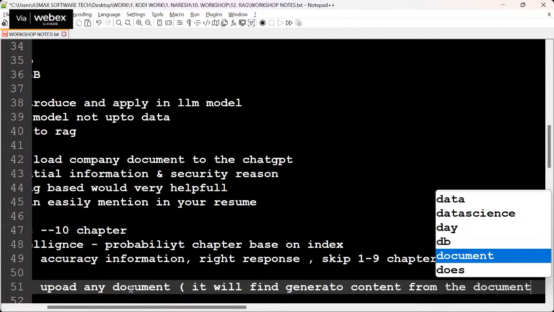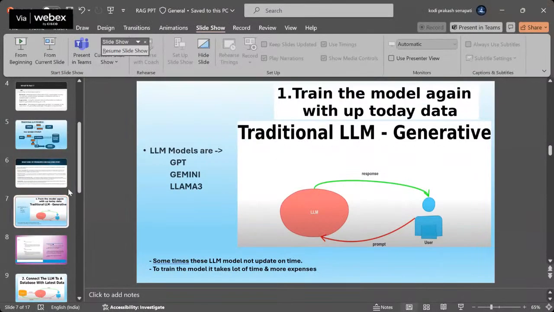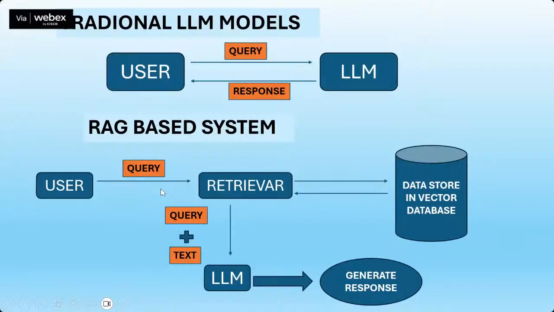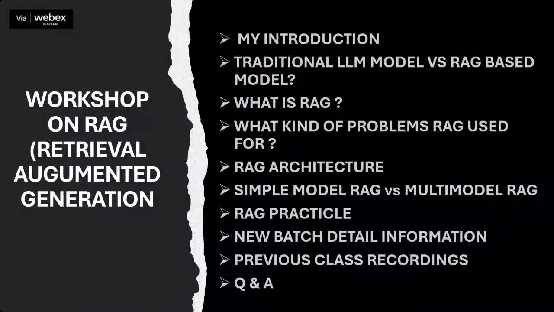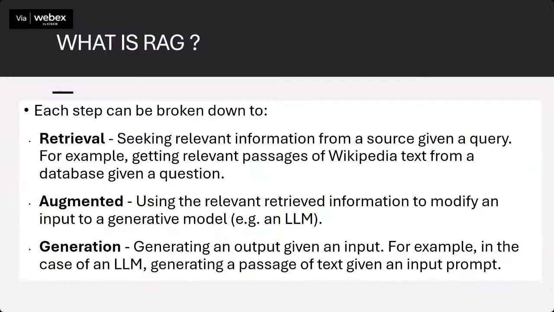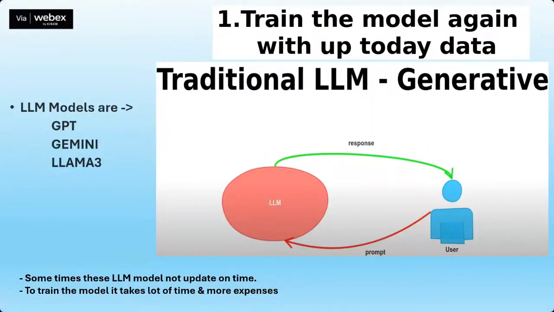Okay, so this is now the eighth point. Just go to the eighth point. Now let me show you some of the slideshow, and then we complete, and then we head toward the practical. So where do we use RAG? We understood the topics we covered so far, guys. My introduction is done, then what is RAG, how we divide it into three parts, what are traditional LLM models, what are RAG based systems, how the data is stored, what example I gave you, and the types of LLM models we also discussed right now.